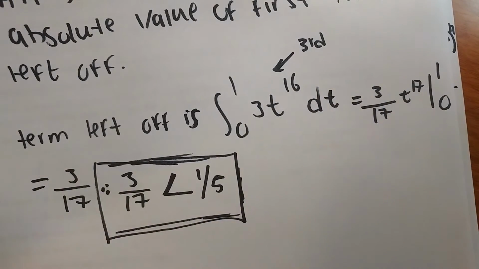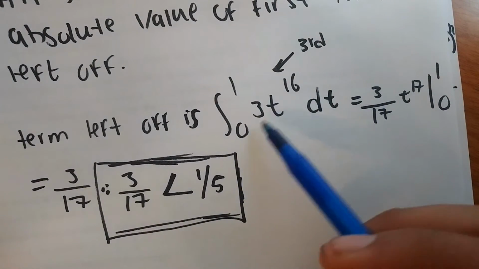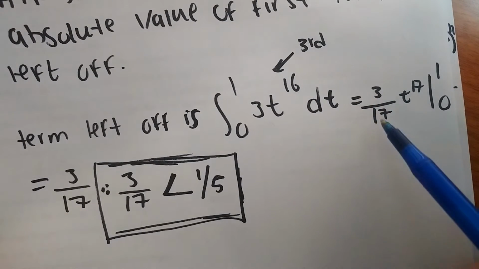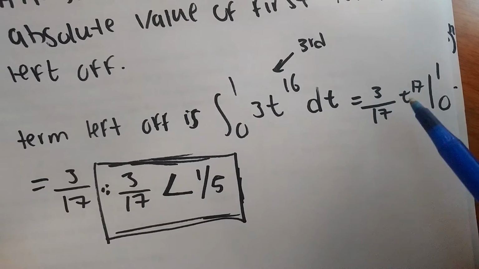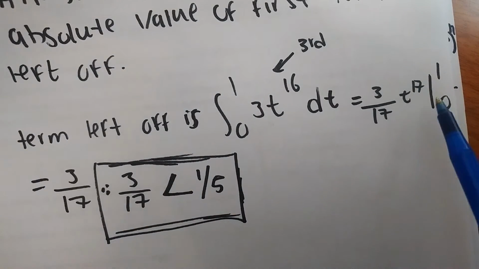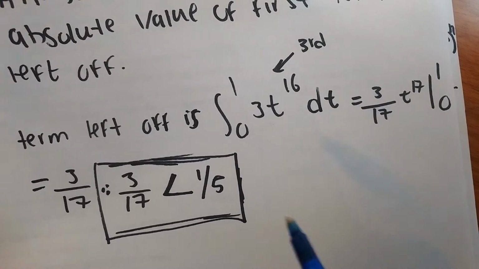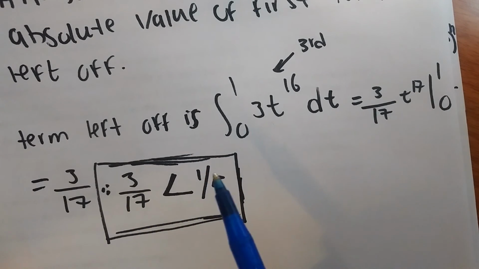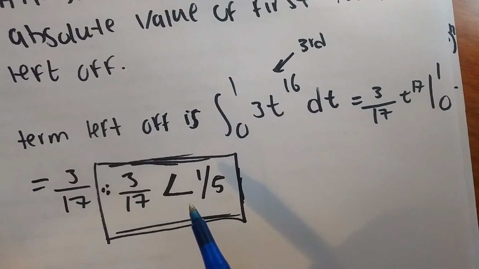So the integral of 3t to the 16th dt, doing a normal integral, is 3 over 17 t raised to the 17th power, and then you have the bounds that you need to plug in. You go 1 and 0, subtract, and you get 3 over 17 as your answer, and 3 over 17 is less than 1/5, which is what we were asked to prove in part D. And that's all for this problem. Hope it helped.